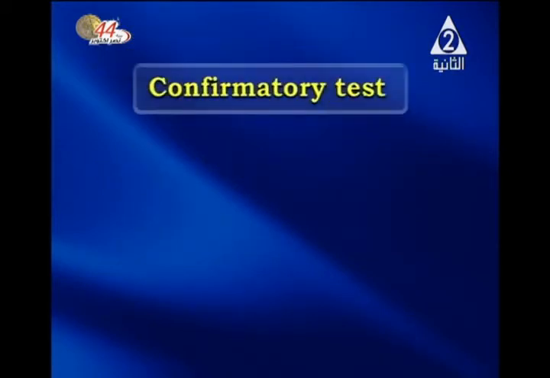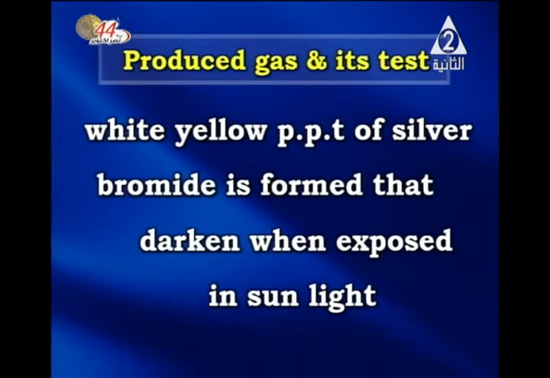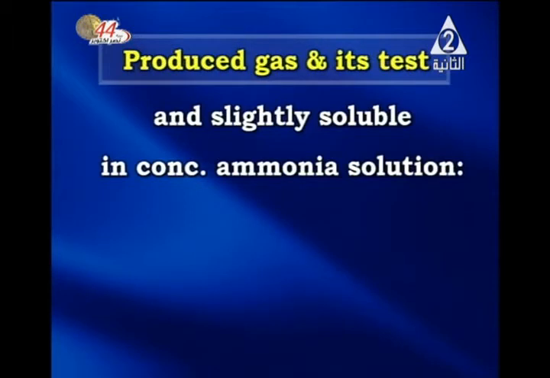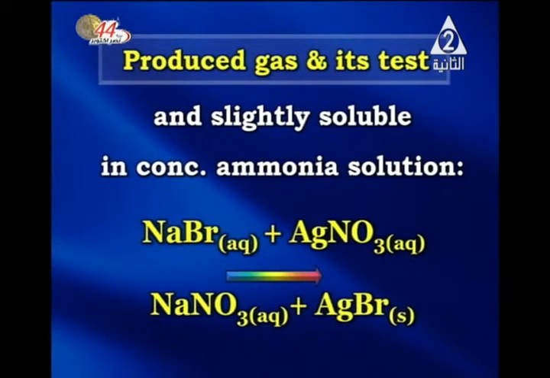Here is the confirmatory test for bromide ion: the salt solution plus silver nitrate. The produced precipitate is a white-yellow precipitate of silver bromide, which is formed and darkened when exposed to sunlight. It is slightly soluble in ammonia solution. As the equation proceeds, sodium bromide plus silver nitrate gives sodium nitrate and silver bromide as a precipitate.